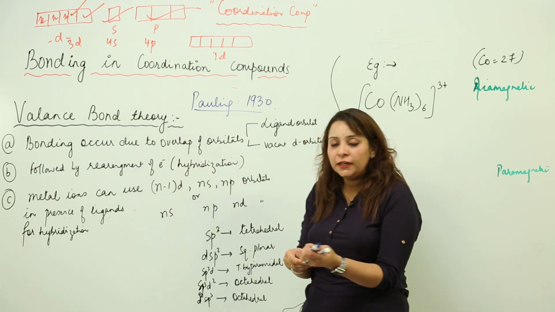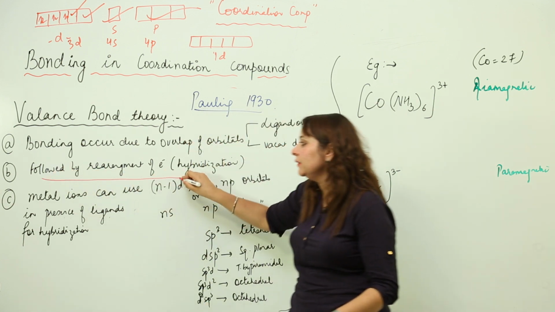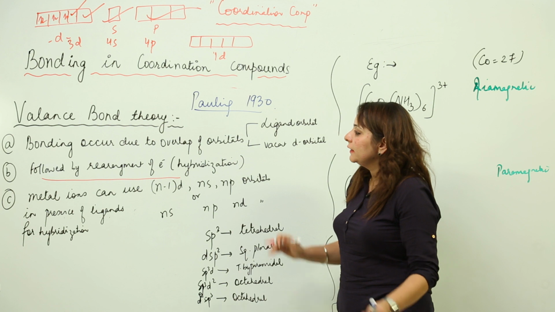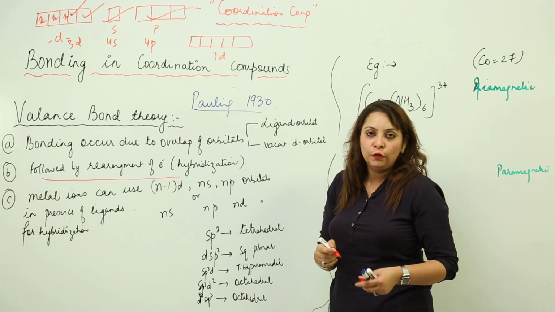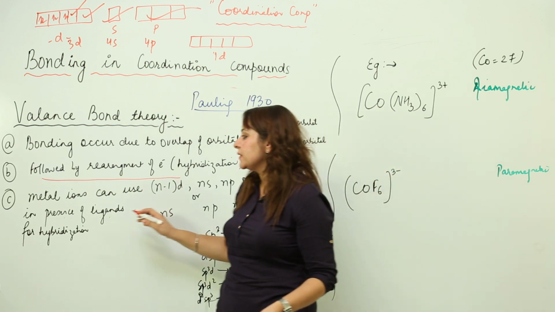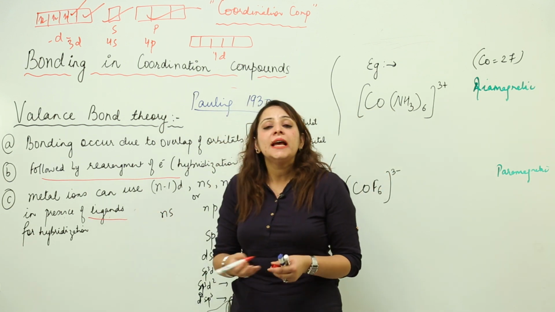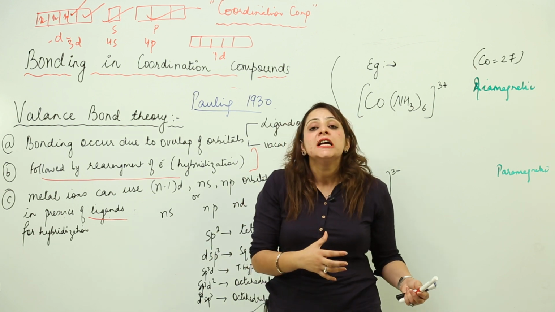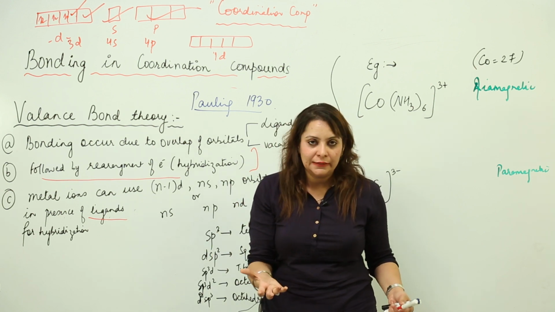This point will be clear when I explain it with an example, so just keep this point aside for a moment. Next, we know that there will be overlapping, followed by hybridization, and as I told you, whenever the ligands approach, the hybridization can make use of inner d or outer d, depending upon the condition of the metal atom.